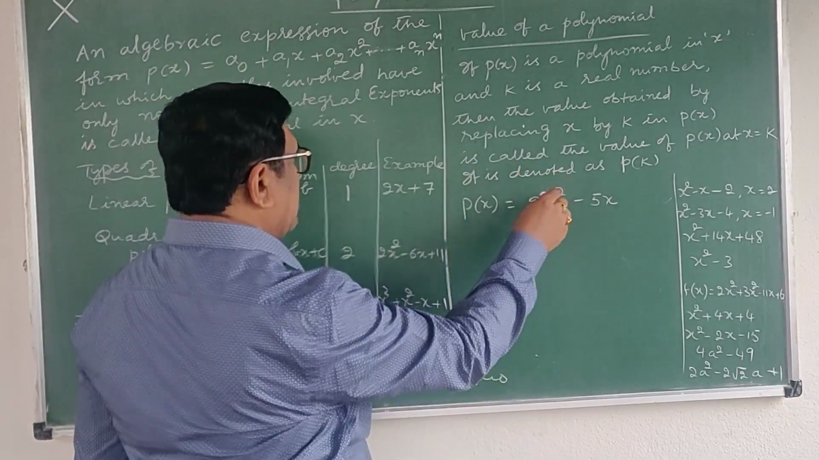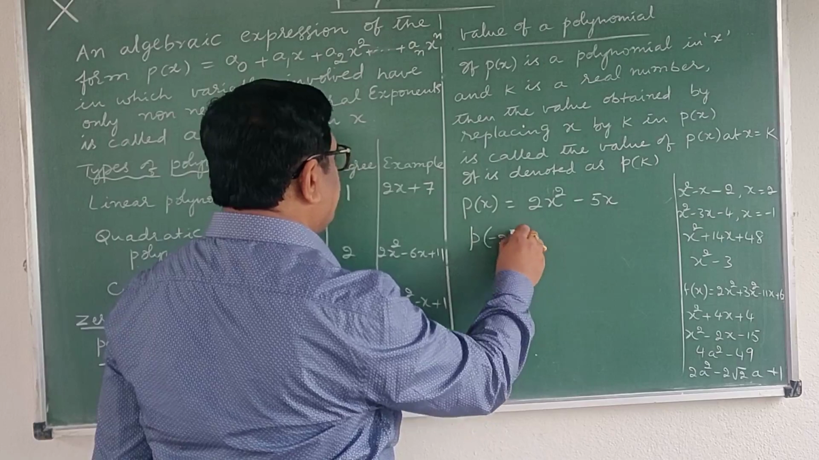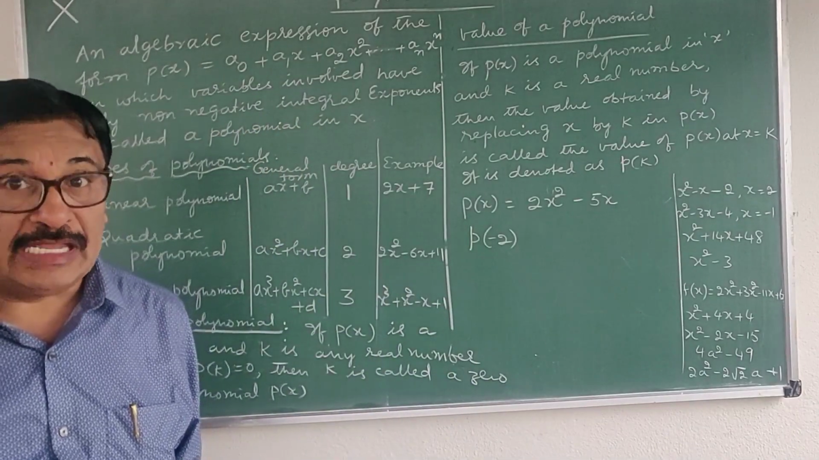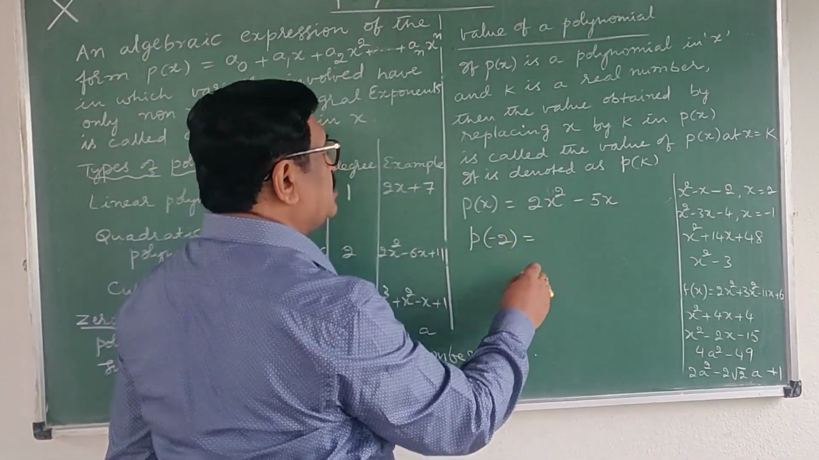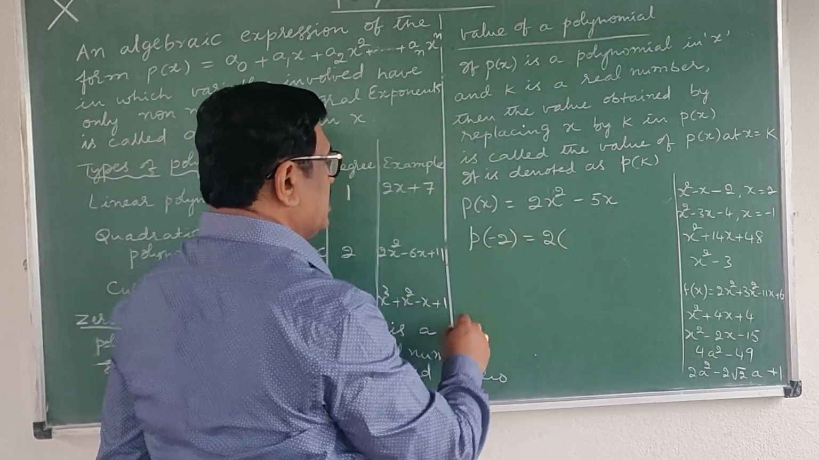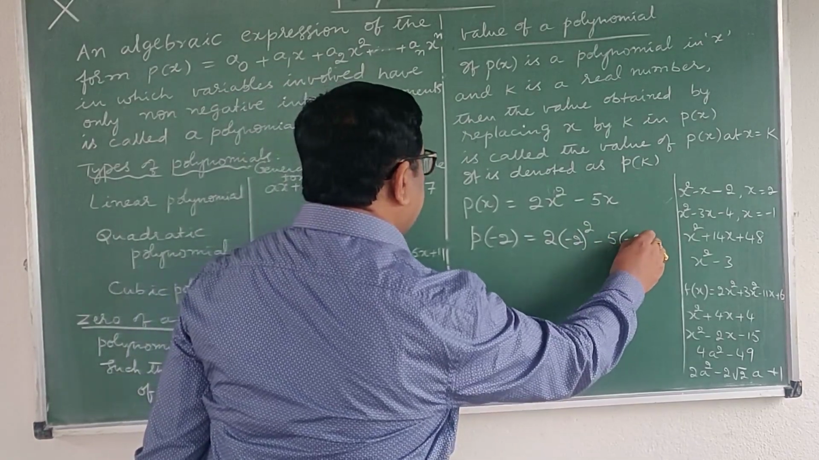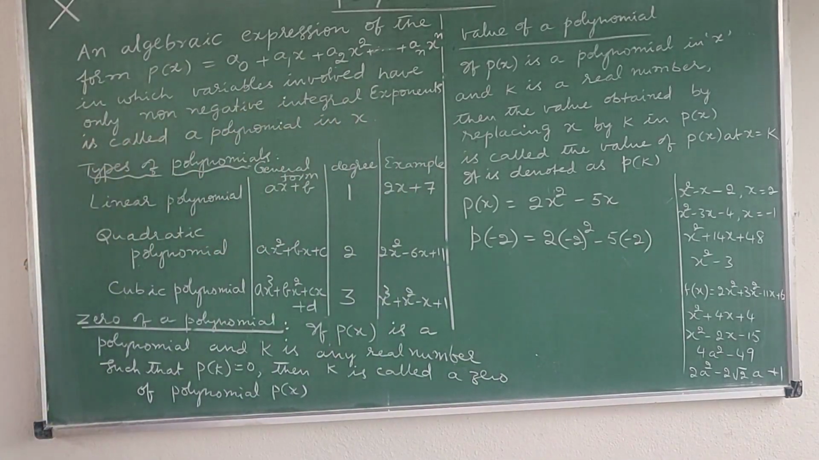Now that k is a real number, it can be, let's say, p of minus 2. What is the value of p of minus 2? Where there is x, you need to substitute minus 2. The 2 I must keep as it is. So 2 into minus 2 the whole squared, minus 5 into minus 2.